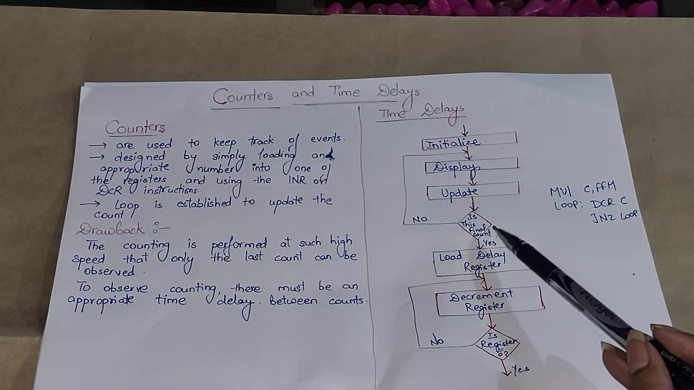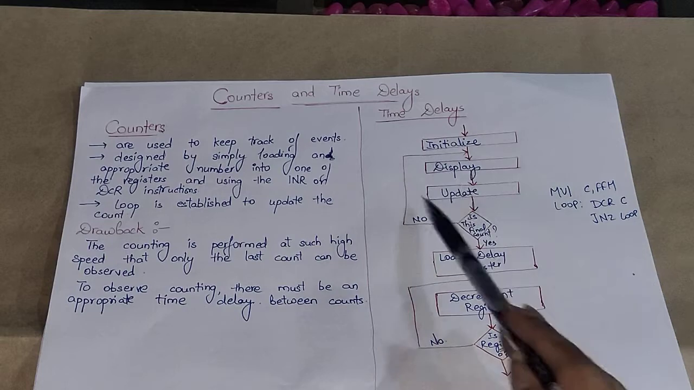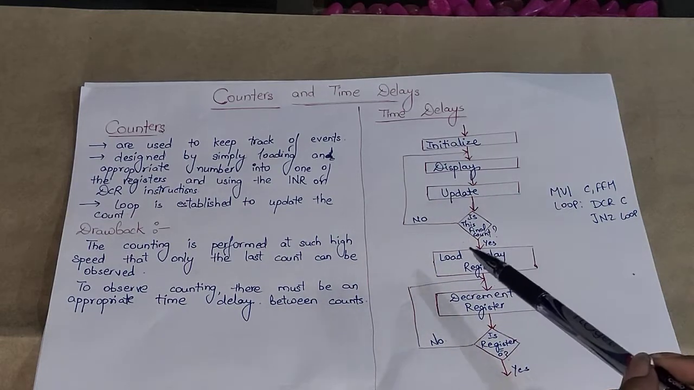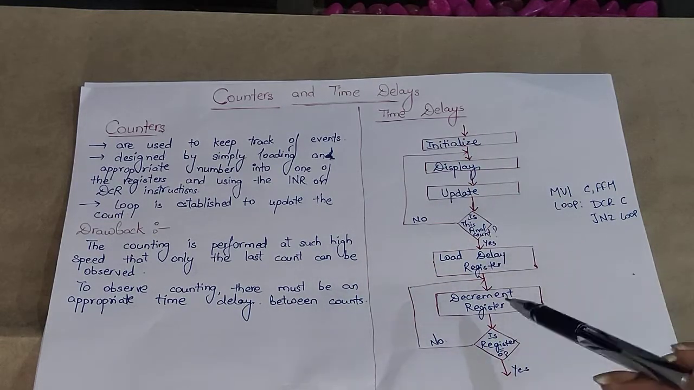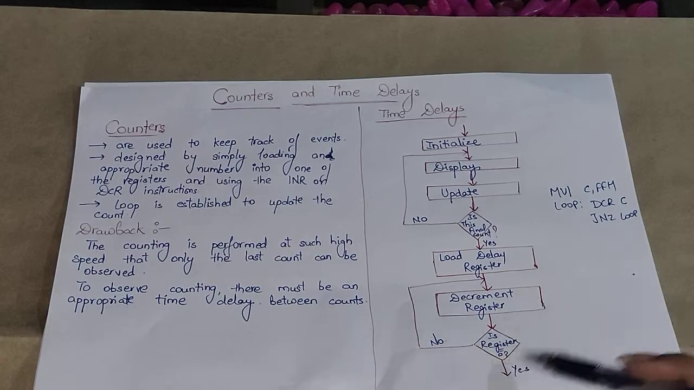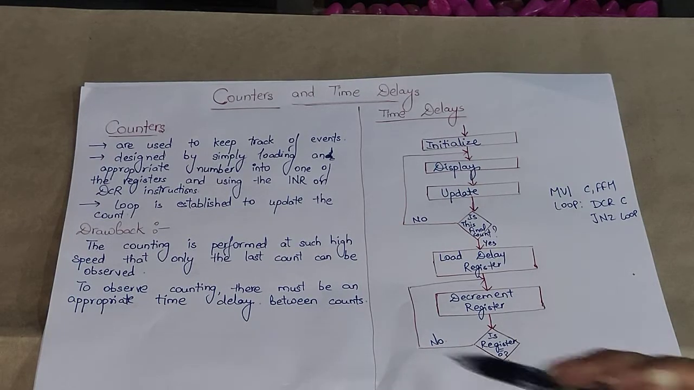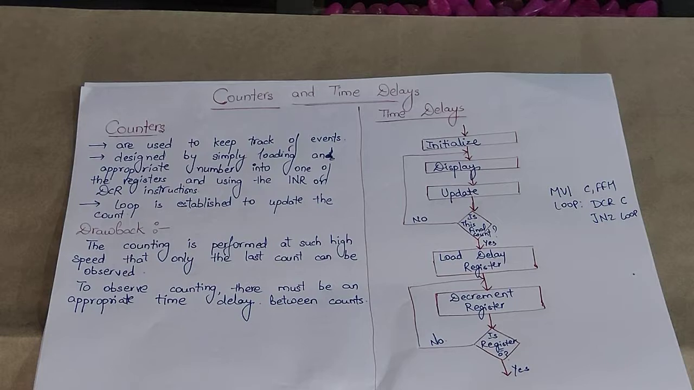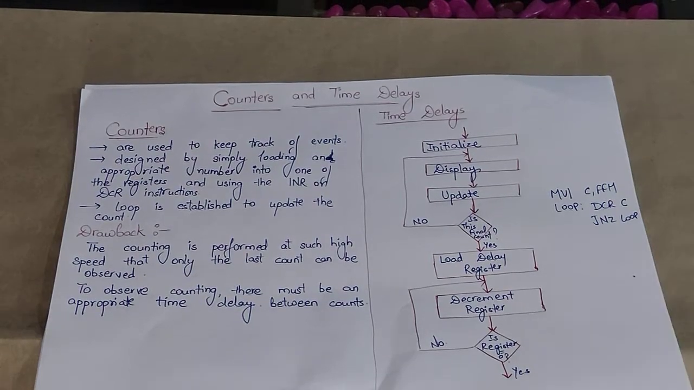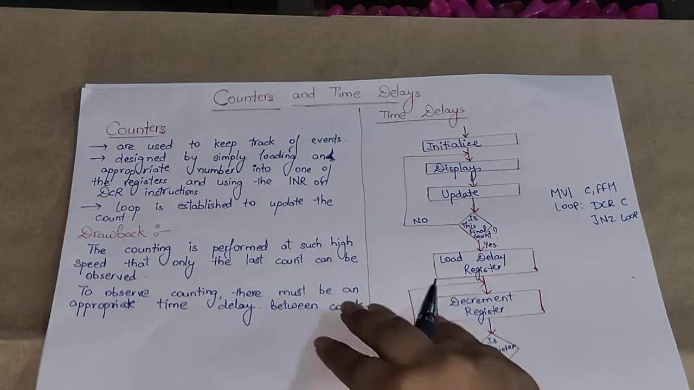Is this the final count? If no, repeat the same set of instructions. If yes, then load the delay register and decrement it. If the register becomes 0, then stop. Otherwise, again decrement the register. So this is just an example of how counters and time delays work.